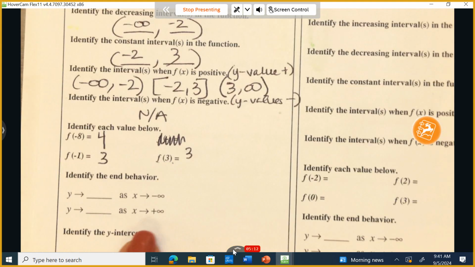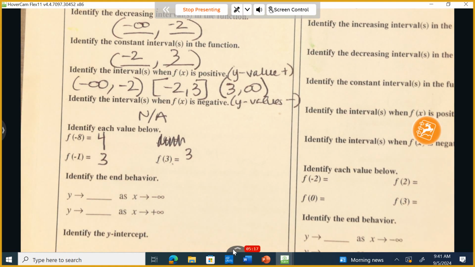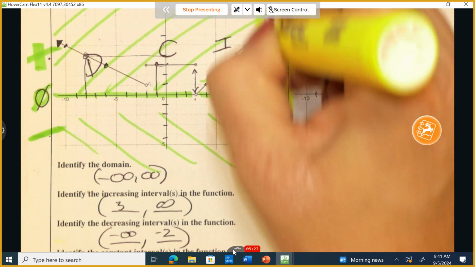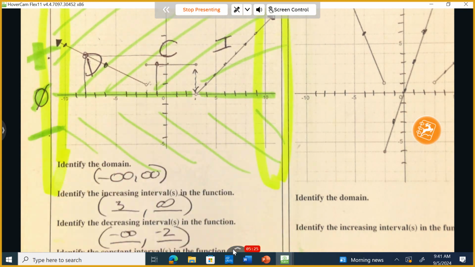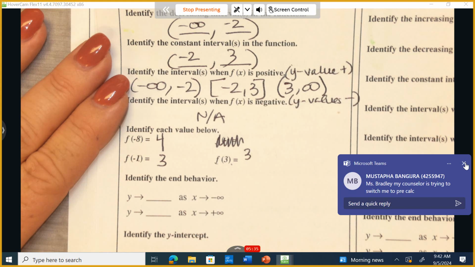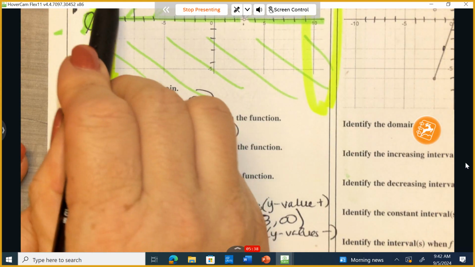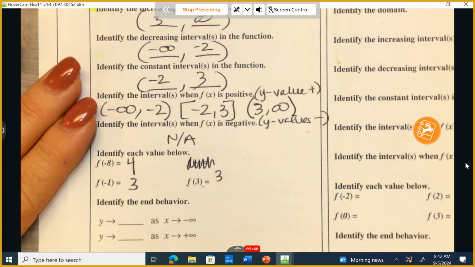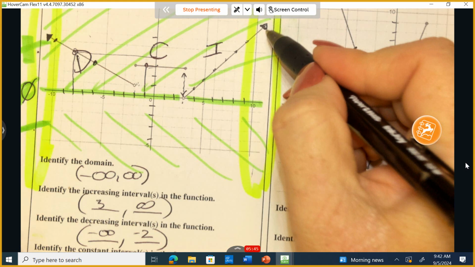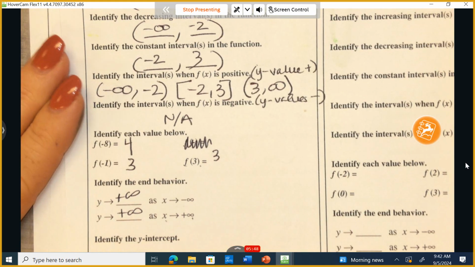Okay, turn to your partner. You're ahead of me right now. What symbols should we put into these two places for this particular function? Go ahead. As I go to the far left, let's describe the behavior. It is headed up, which is positive infinity. As I go to the far right, it is headed up, which is positive infinity.